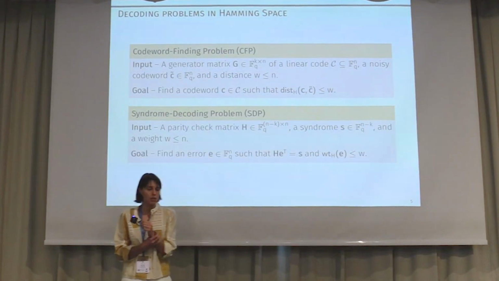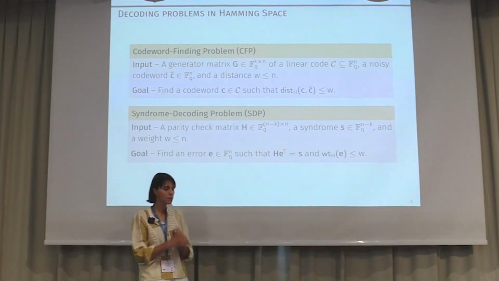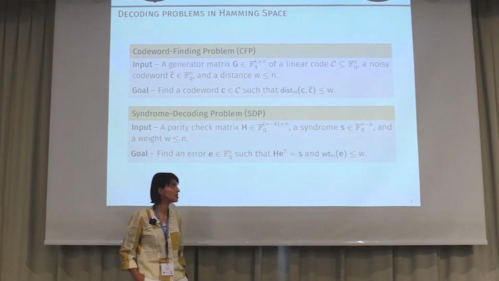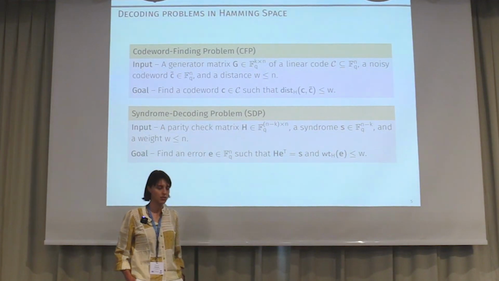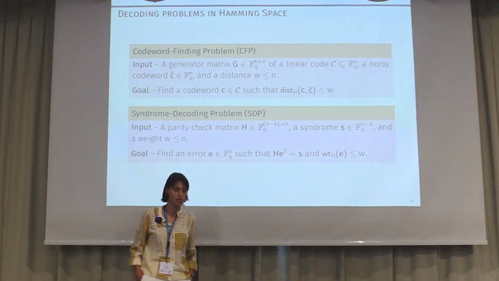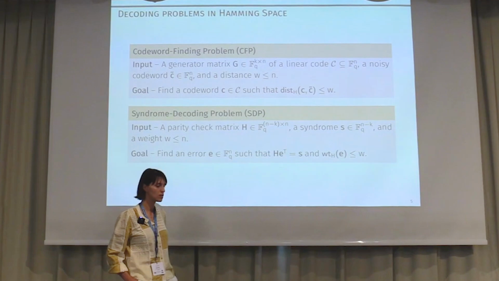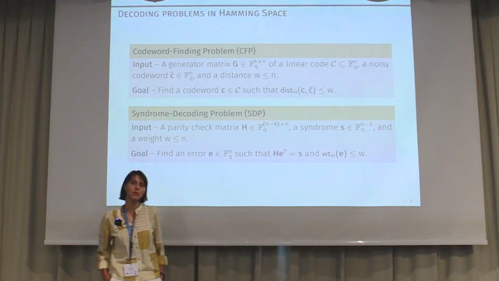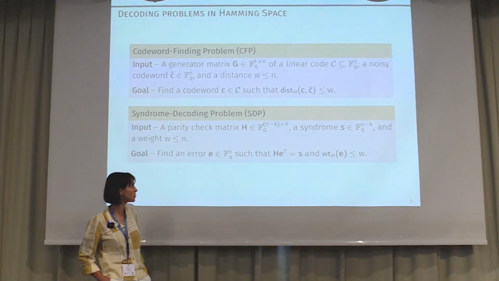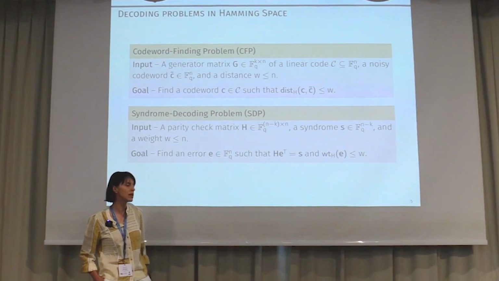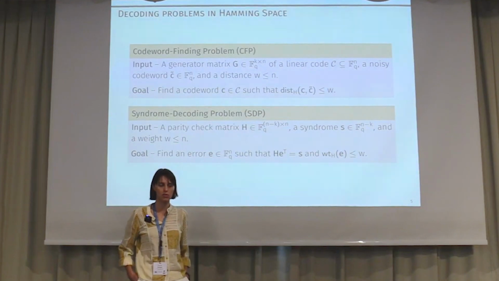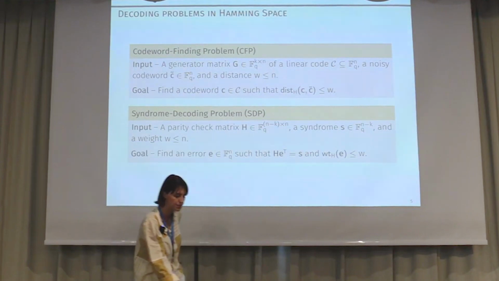Now, the equivalent version, the syndrome decoding problem: we are given a parity check matrix H, a syndrome S, and the weight W, where W is some integer value that is smaller than the code dimension. And we are asked to find the error that satisfies the syndrome decoding constraint. So once the error vector is multiplied with the parity check matrix, it should yield the syndrome. And the weight of this error vector should be no greater than W. This problem is going to be more relevant for today's talks because most of the techniques actually focus on solving this type of problem.